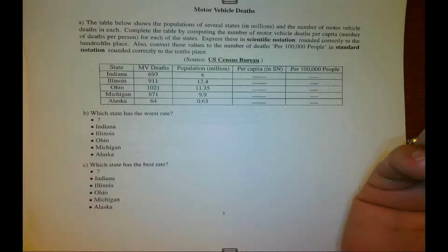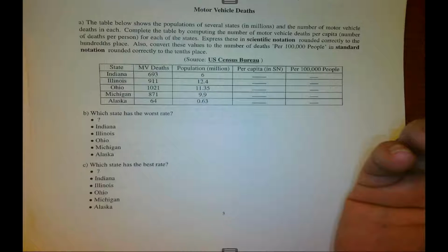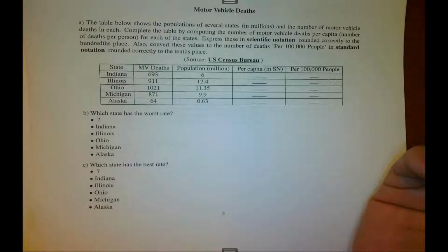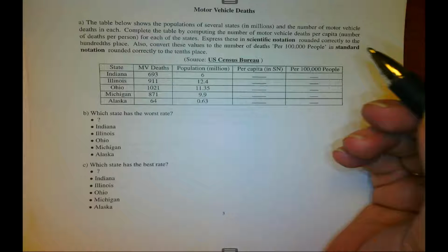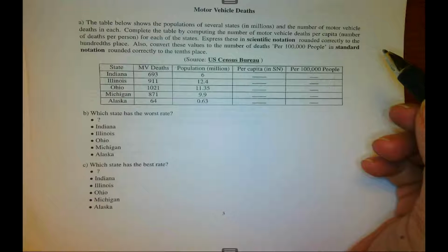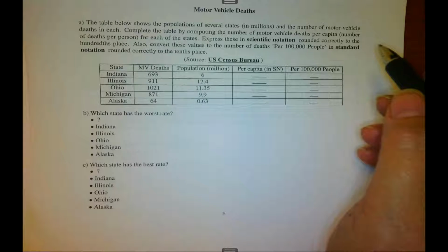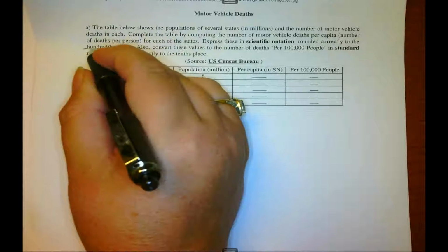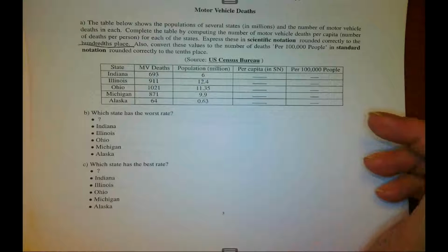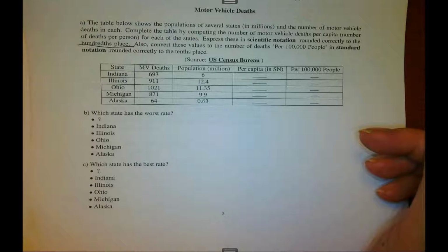What I've done is I taken one of the test questions, I've changed it, and I want you guys to talk about it to help prepare you for the test. The table below shows the population of several states. Express these in scientific notation, rounded to the hundredths place, and if you noticed, the 8th place is what you have to round to on the quiz.